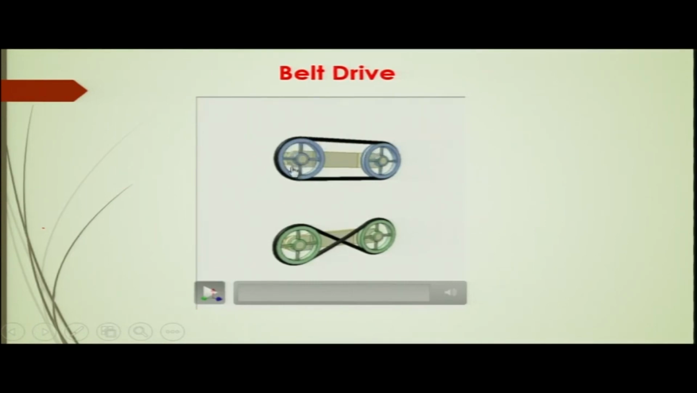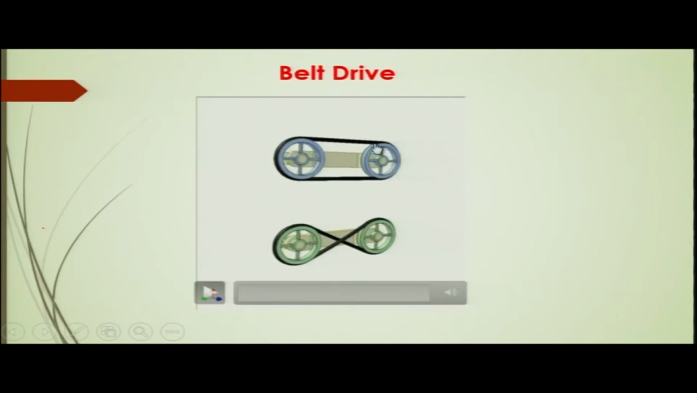So, here, of course, if the torque applied is very high, there may be a possibility of a slip. Meaning that if the torque is very high and the belt is not capable of transmitting it, then the belt will slip on the pulleys. All right. So, therefore, these are not actually positive drives.